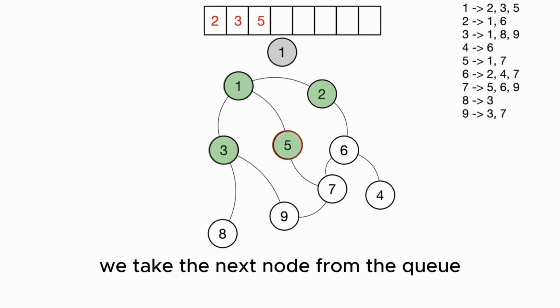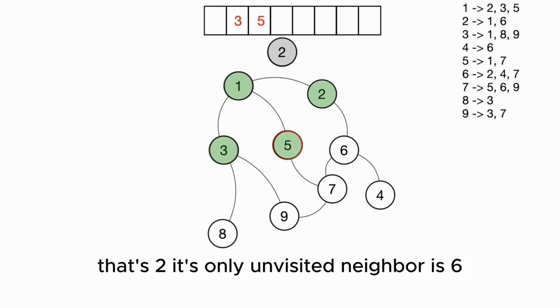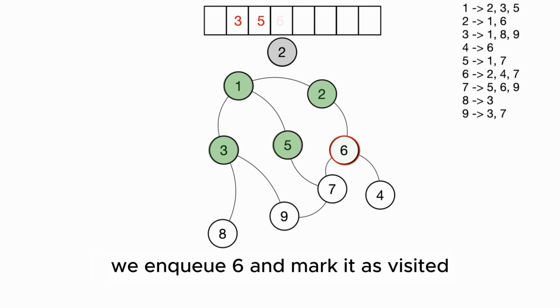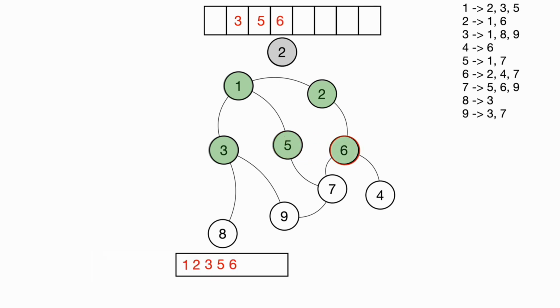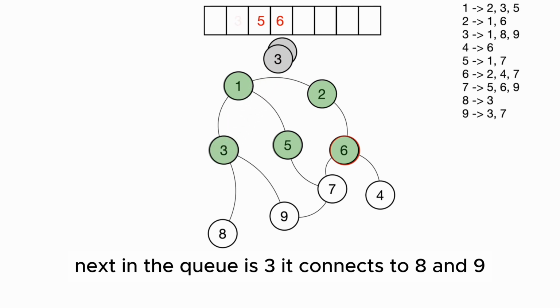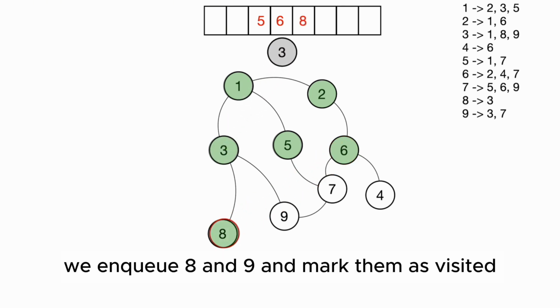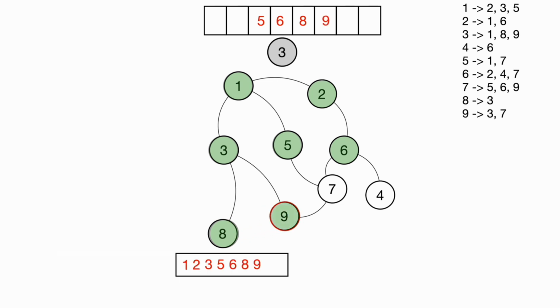We take the next node from the queue, that's 2. Its only unvisited neighbor is 6. We enqueue 6 and mark it as visited. Next in the queue is 3. It connects to 8 and 9, both unvisited. We enqueue 8 and 9 and mark them as visited.